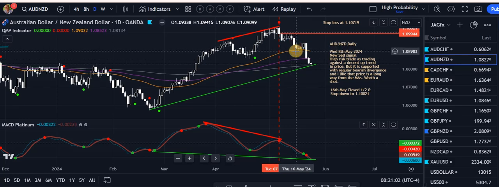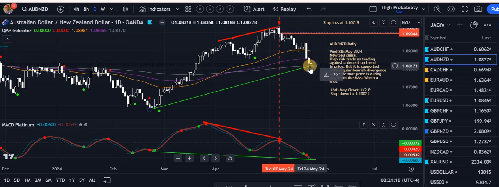The reason I closed in here is because price has got to the MAs. The MACD Platinum is already through the zero level, had been through the zero level for a while, but there's not enough movement there to take any profit. As soon as it gets down to these MAs, that's when I'm starting to lock in a bit of profit. As you can see, it struggled a bit at the moving averages before falling away nicely again.